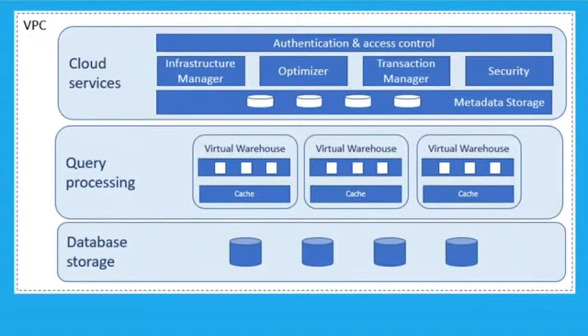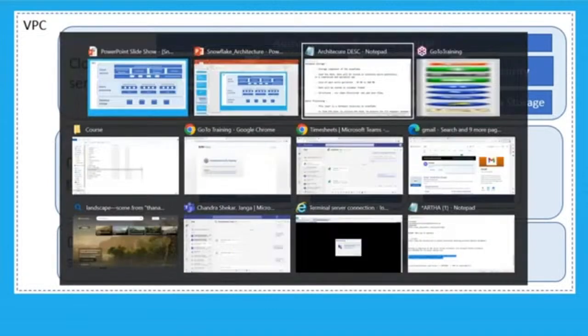So we have a cloud services layer, and then the query processing layer, and then the database layer. I am repeating once again because this Snowflake architecture is very important. Damn sure you will get one or two questions from the Snowflake architecture in every interview, wherever you go, in all the companies. That's why I am repeating. So we have a cloud services layer, a query processing layer, and a database storage layer. Now we will discuss one by one.